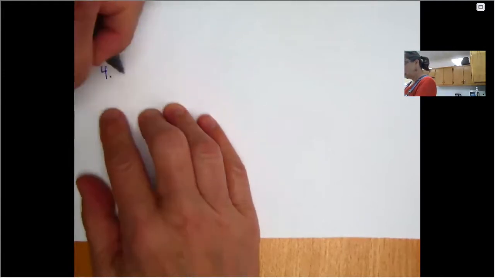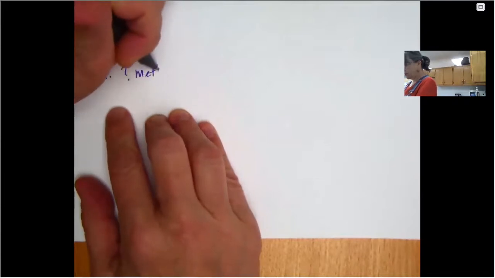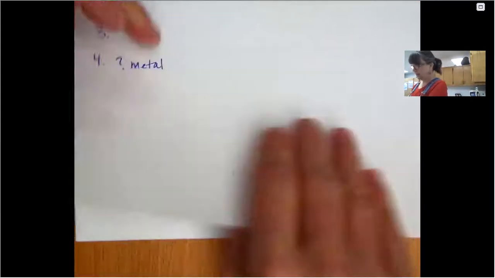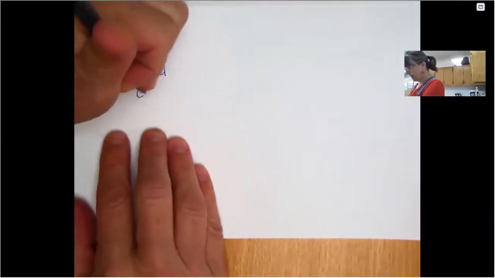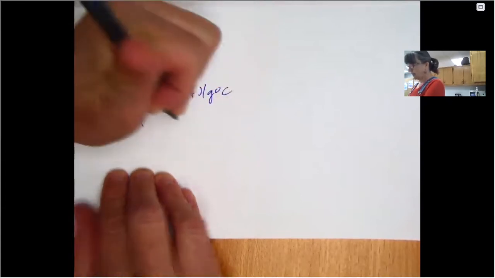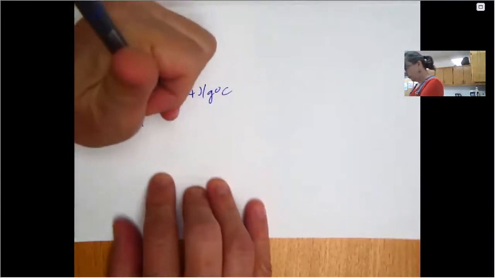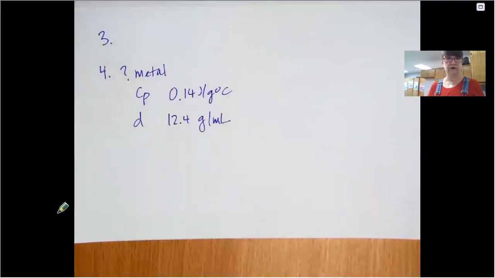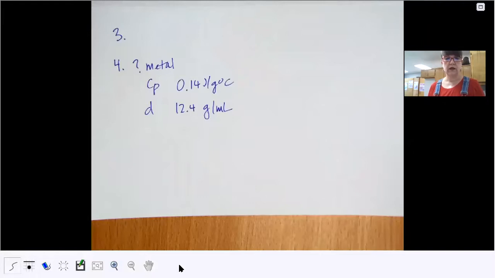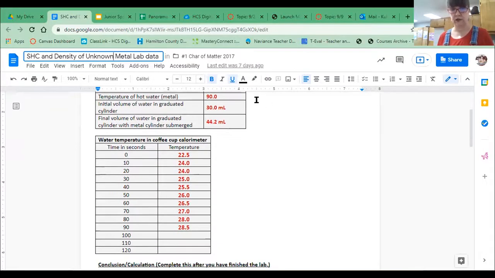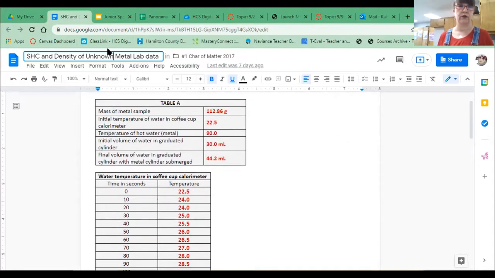So the last question is, what is your metal? So how are you going to determine that? Well, you will have 2 pieces of data. In this point, our 2 pieces of data are a heat capacity of 0.14 and a density of 12.4. What you're going to do to figure out your metal, by the way, this is the actual data that I emailed you. So this is what you will use.